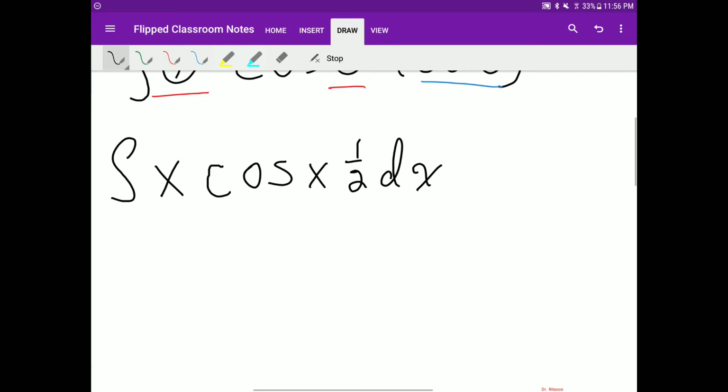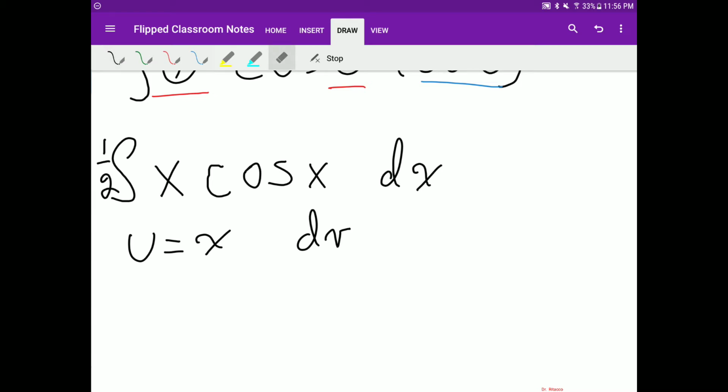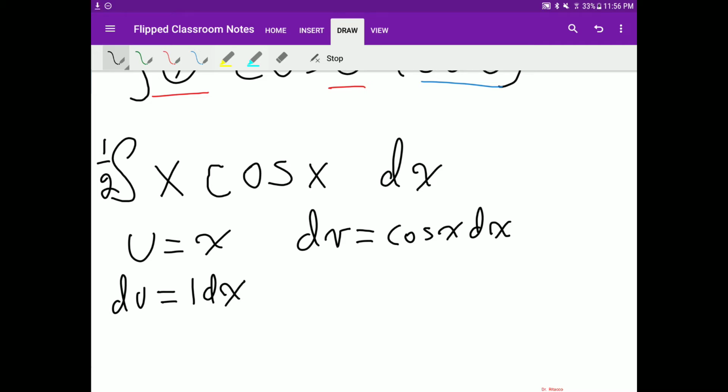Okay. So now if I set u as x and dv as 1/2, I'm going to ignore the 1/2 and move it out to the front, because we don't need it in here. So dv is now cosine x dx. Now du is always u prime dx, so in this case we're just going to be 1 dx. And dv, well, I need to take the integral of cosine x. So the integral of cosine x is simply sine x.